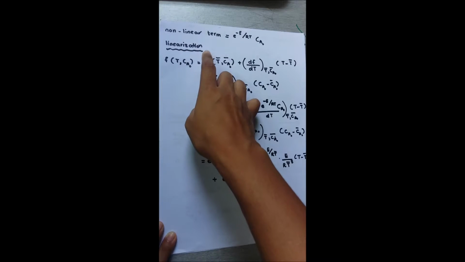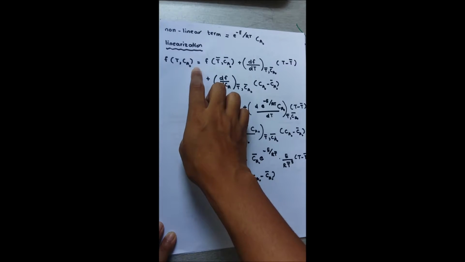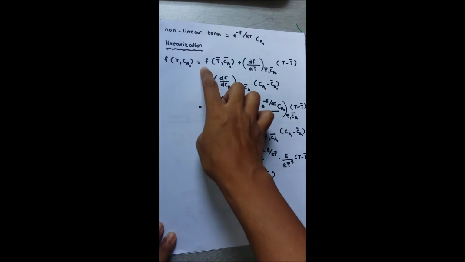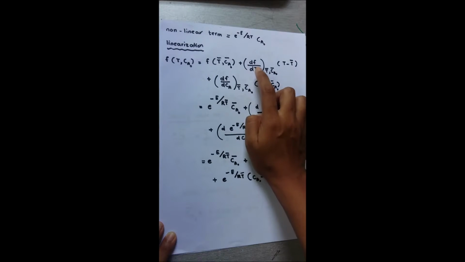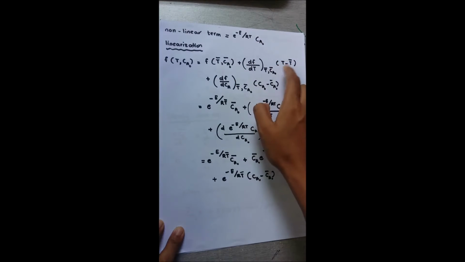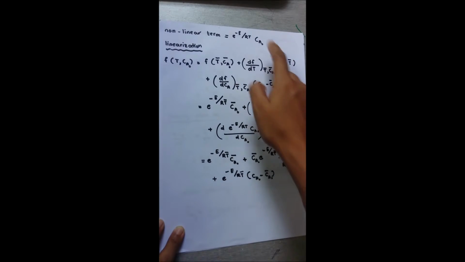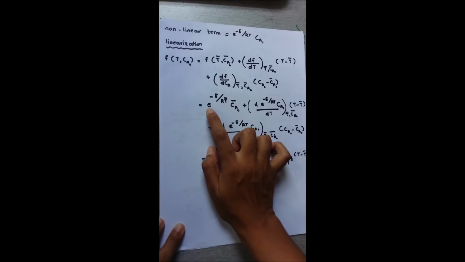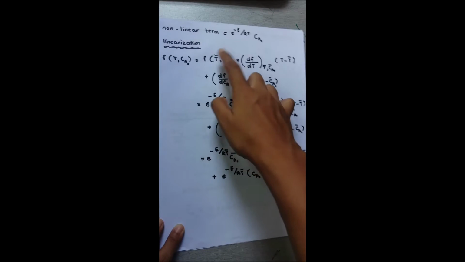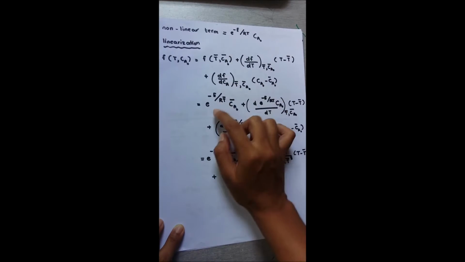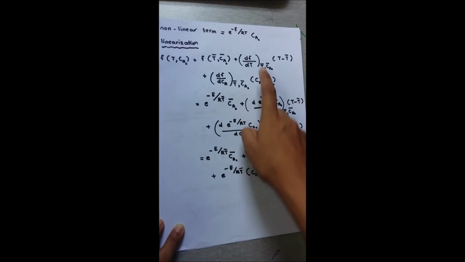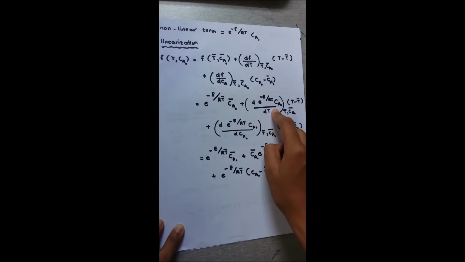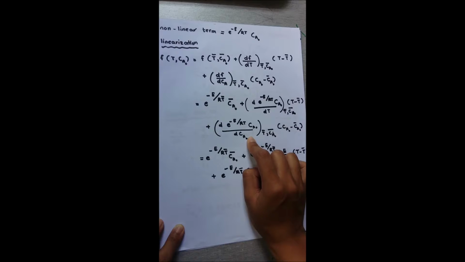So the linearization formula for two variables will be: F of T, CA naught will be equal to F of T bar, CA naught bar at steady state, plus the derivative in terms of temperature first, and then the derivative in terms of concentration. So after putting the value back in, F of T bar, CA naught bar will be equal to e power of negative E by RT bar CA naught bar, plus we will differentiate in terms of temperature, and then differentiate in terms of concentration.